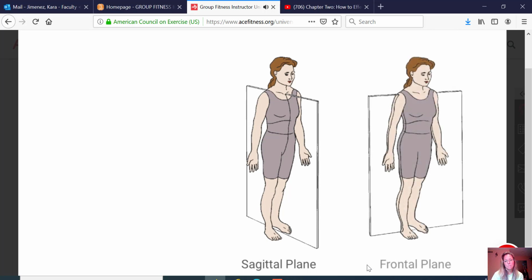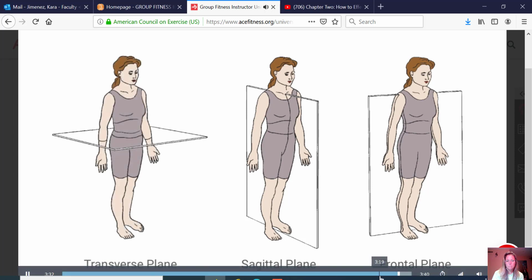The frontal plane would divide the body into a front and a back half. Abduction and adduction occur in the frontal plane. The transverse plane would divide your client in half, creating an upper and lower half. Rotation occurs in this plane.